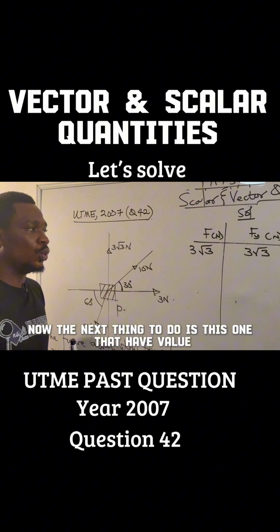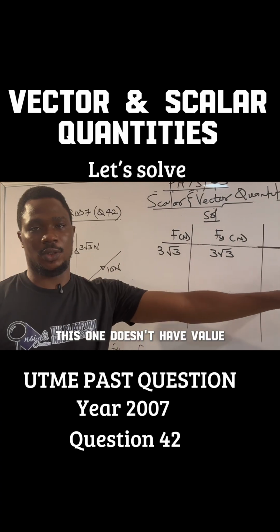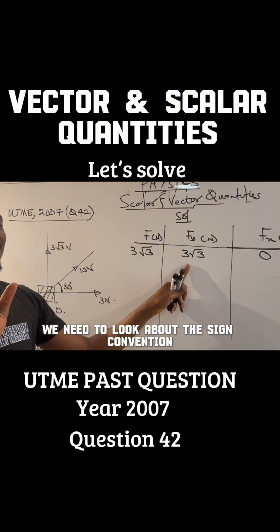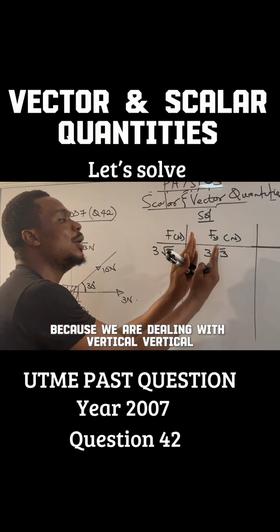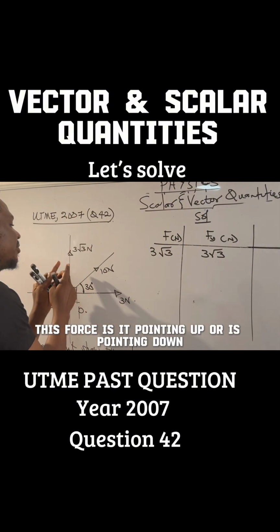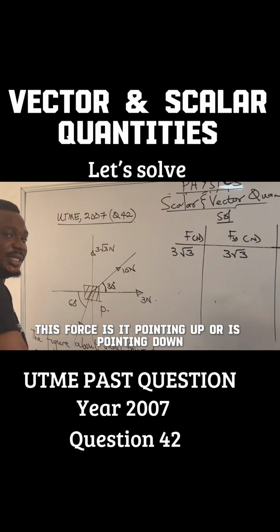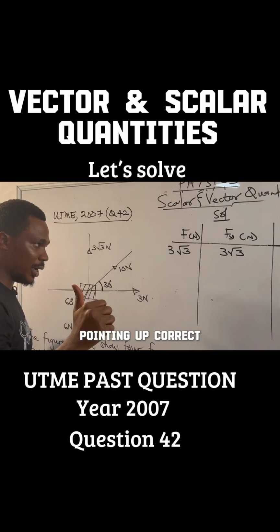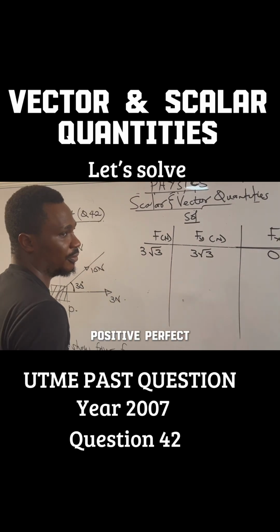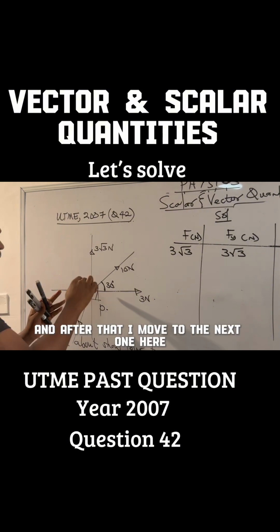Now, the next thing to do: this one has a value, this one does not have a value. So for the one that has a value, we need to look at the sign convention, because we are dealing with vertical. This force, is it pointing up or pointing down? Pointing up, correct. So this is going to be positive. Perfect. And after that, I move to the next one.